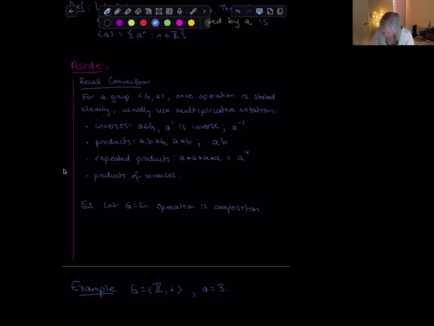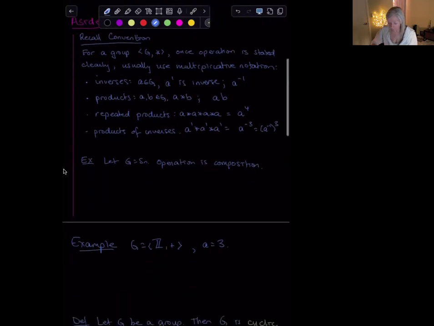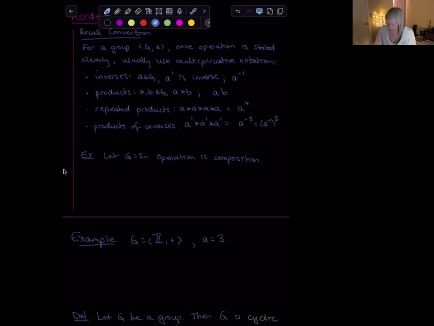Same thing with products of inverses. If I had A inverse star A inverse star A inverse in the old notation, that's A inverse times itself 3 times. So I can just write that as A to the minus 3 power. Or in other words, this is A to the minus 1 cubed. Okay, so we're just using the notation that we're used to using for multiplication, but it's going to mean something different depending on what the operation is for G.